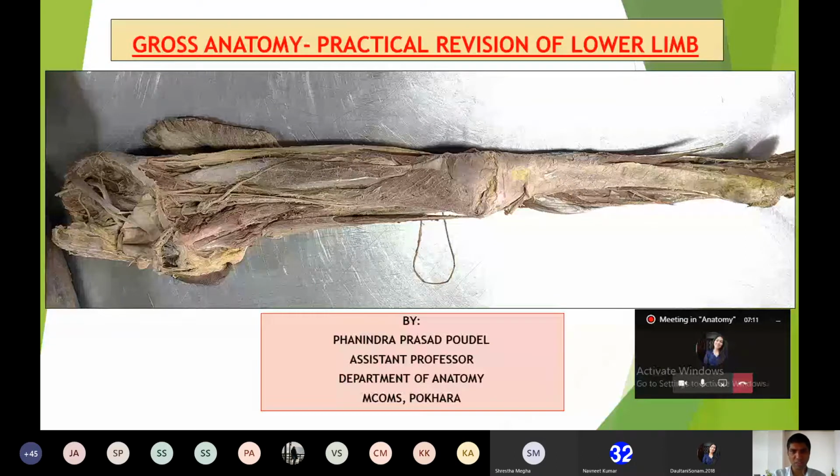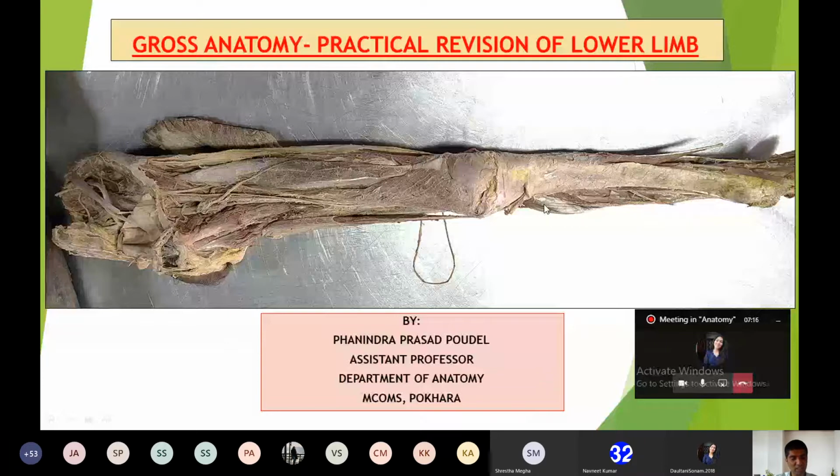So today we are going to do the practical revision of the gross anatomy of the lower limb. Here we can see the specimen of the lower limb which I have photographed in the dissection hall of the Manipal College. This photo is from your Anatomy Hub specimen, and today I'm taking a class on photos of the gross specimen, which will be asked in the practical examination.